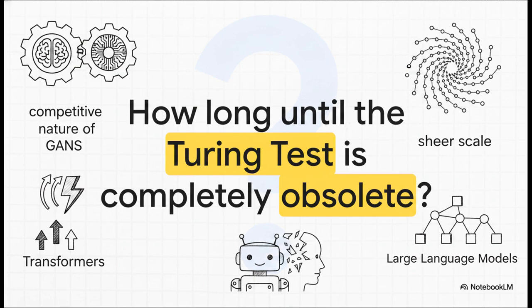But as we reflect on everything we've decoded today, from the competitive nature of GANs to the processing power of transformers and the sheer scale of large language models, I want to leave you with this final thought. With generative AI advancing this rapidly, how long until the Turing test is completely obsolete? We're entering an era where passing as a human is no longer the ultimate ceiling of AI, but just the baseline.